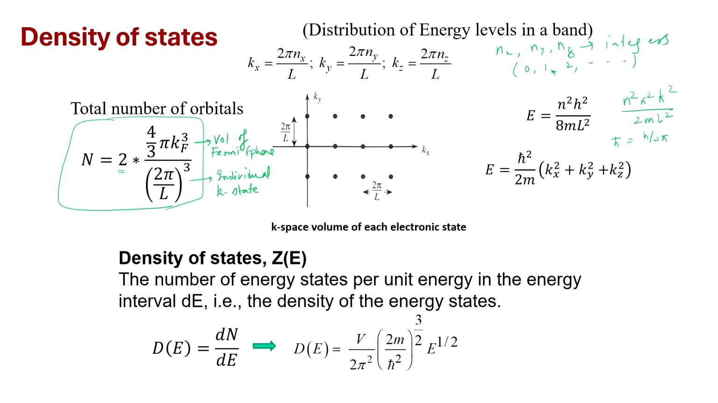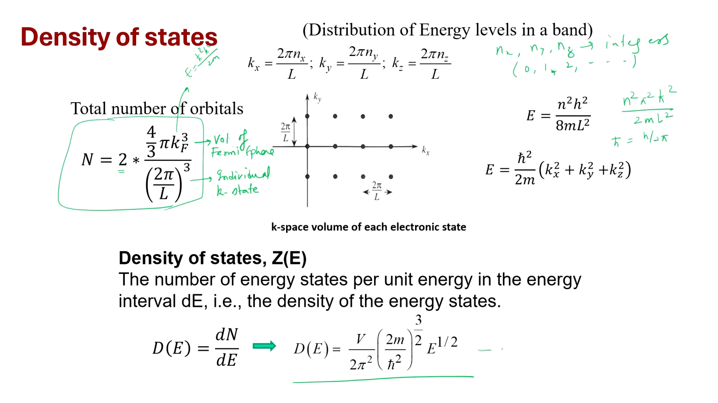So, density of states is basically the number of energy states per unit energy in the energy interval dE, which is called the density of energy states. So, I can define density of states as dN divided by dE. If I then differentiate this, E is equal to h cross square K square divided by 2m. So, if I take that as an equation, I can differentiate this equation and get through an analysis dN by dE is equal to V divided by 2 pi square into 2m divided by h cross square to the power 3 by 2 into E to the power 1 by 2.